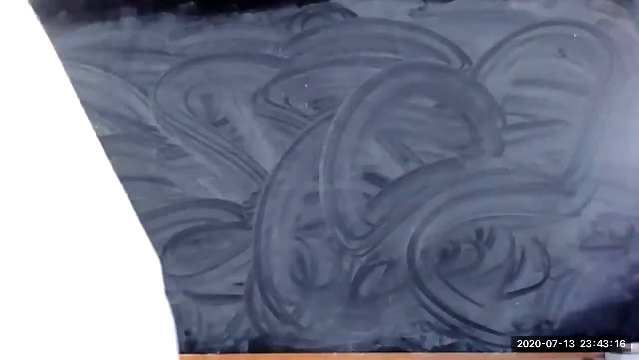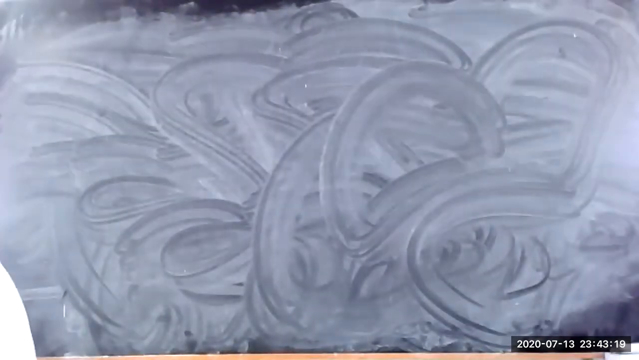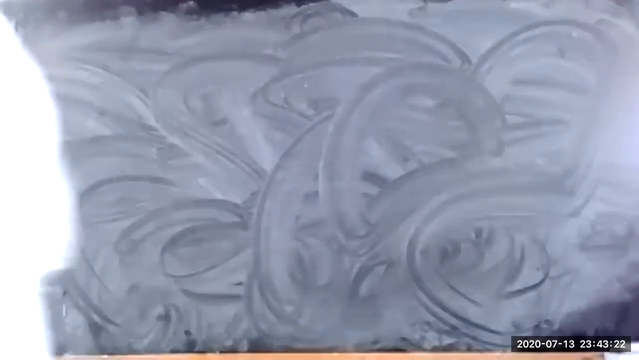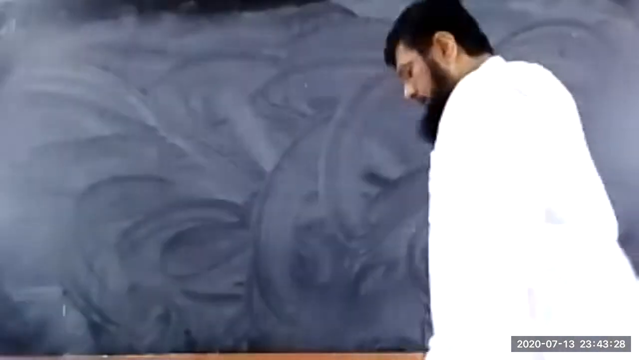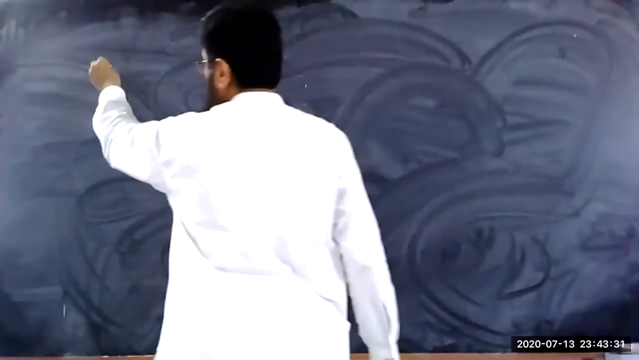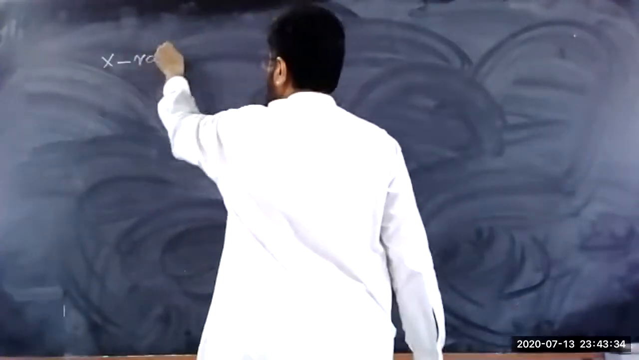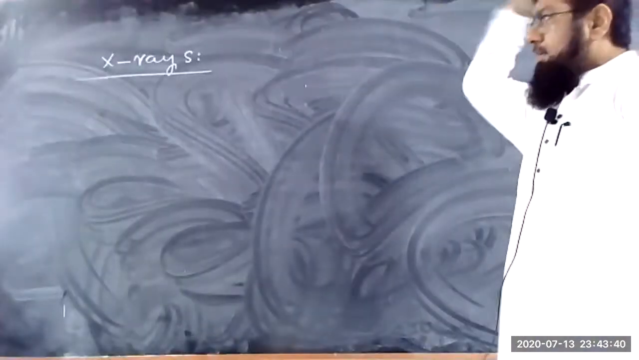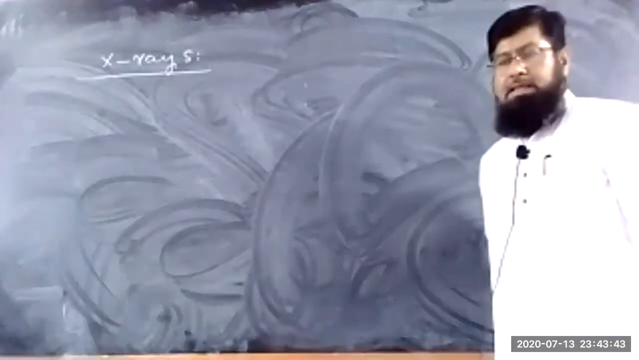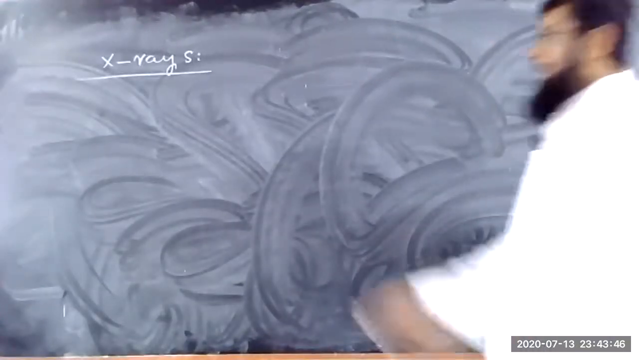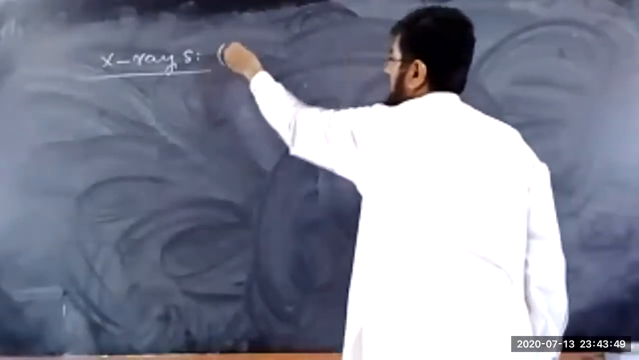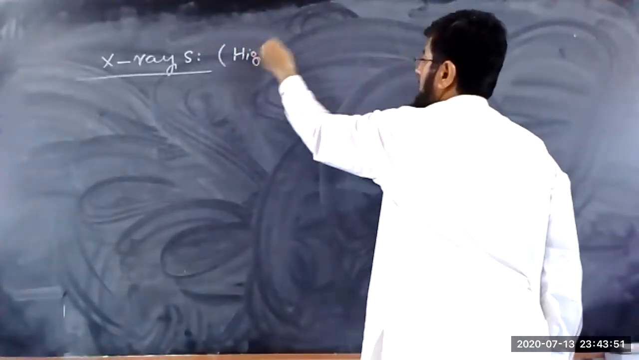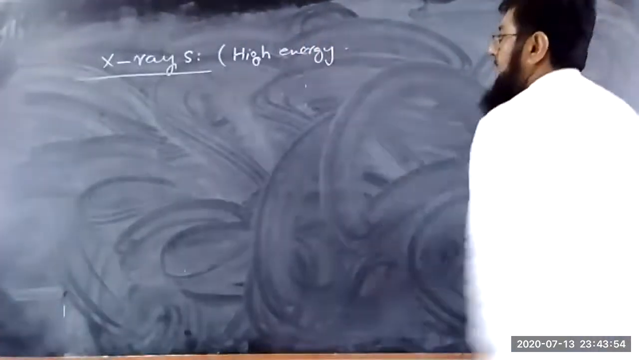So now what we are discussing is, what are X-rays and how they are produced. X-rays क्या होते हैं और वो किस तरह प्रोड्यूस हो रहे हैं, वो हमें डिस्कस करना है. Simply X-rays. What are X-rays? X-rays is simply what we call a high energy electromagnetic wave.